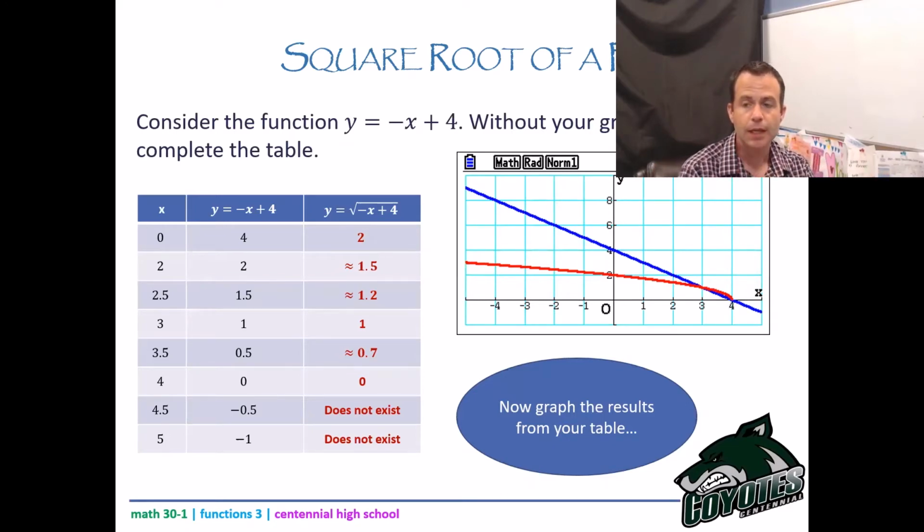Okay. Then I want you to notice that at y equals 0, I have an invariant point. So at y equals 0, the new function is also 0, and that's because the square root of 0 is 0.